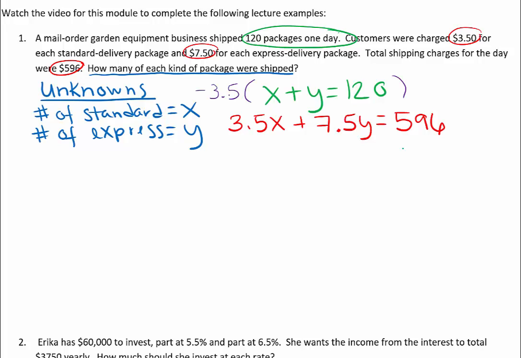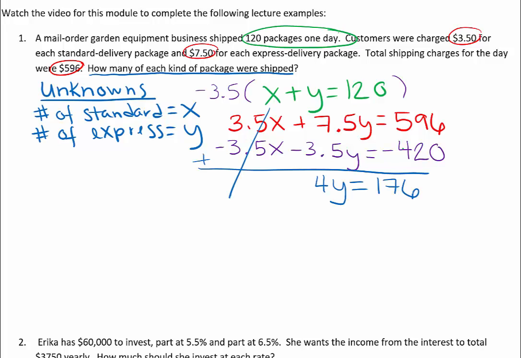We can use substitution or elimination to solve this. I'll use elimination. I'm going to multiply that first equation by negative 3.5 so that the x's are eliminated. That gives me negative 3.5x minus 3.5y, and minus 3.5 times 120 is negative 420. If I add the equations together, the x's go away. I'm left with 4y equals 176.